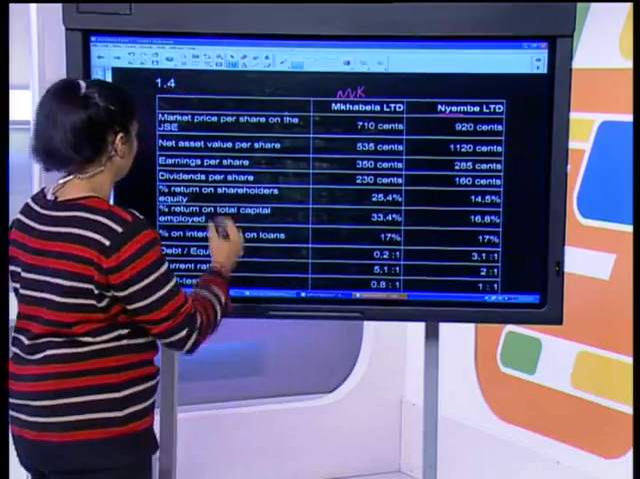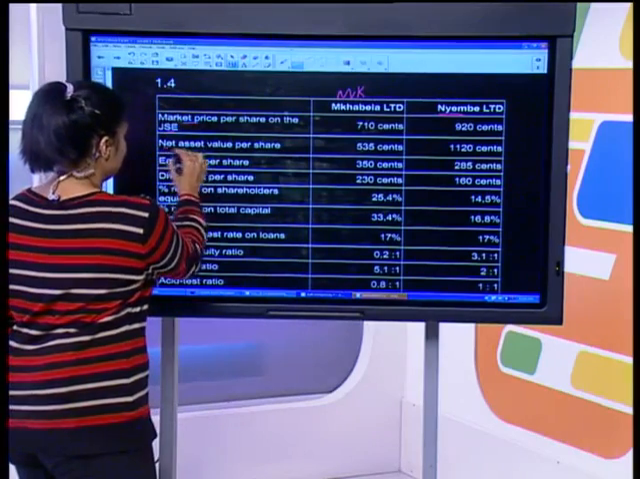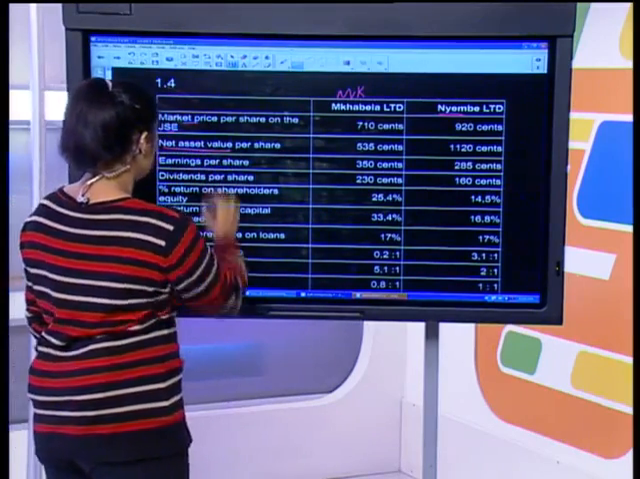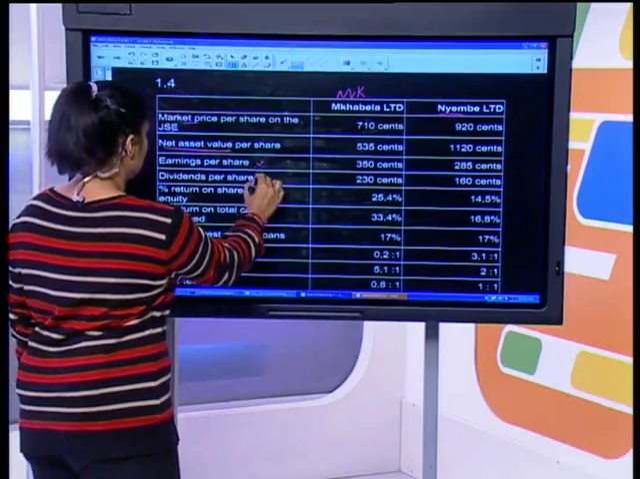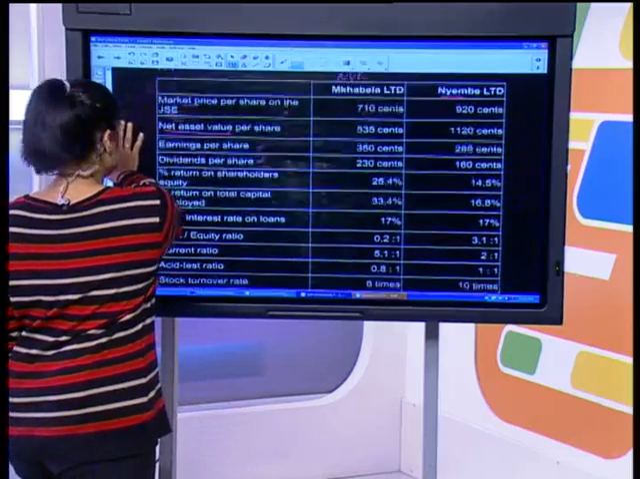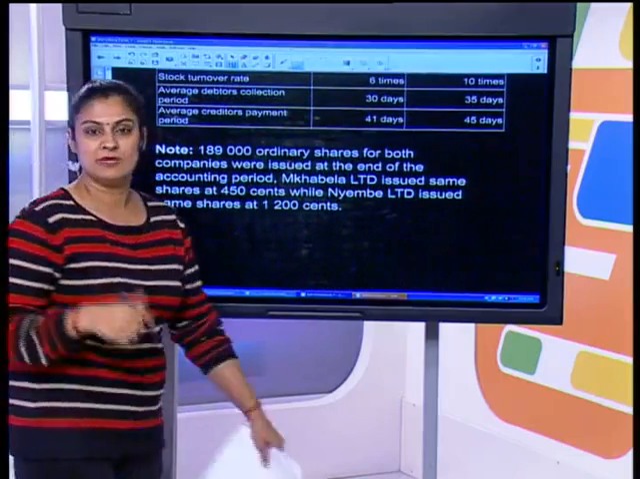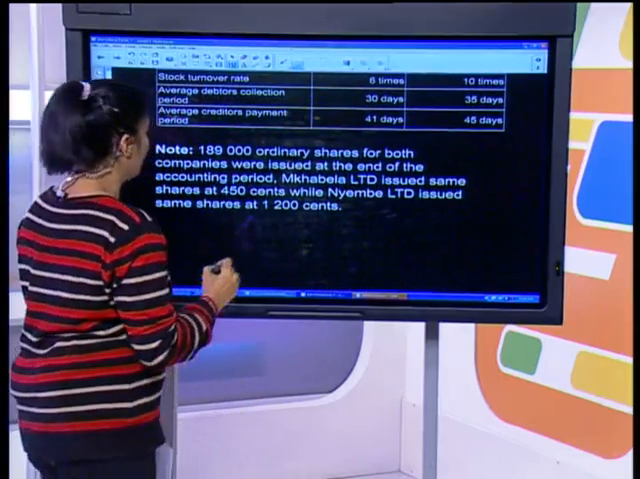Right. So in terms of the information that we've got in front of us, we already have financial indicators. So we've got the market price on the JSE given to us, the net asset value given to us, then we've got earnings per share, dividends per share. So we've obviously got a whole list of ratios already calculated for us. Right, that is the information that we have. There is a bit of additional information as well, so let's go through that.